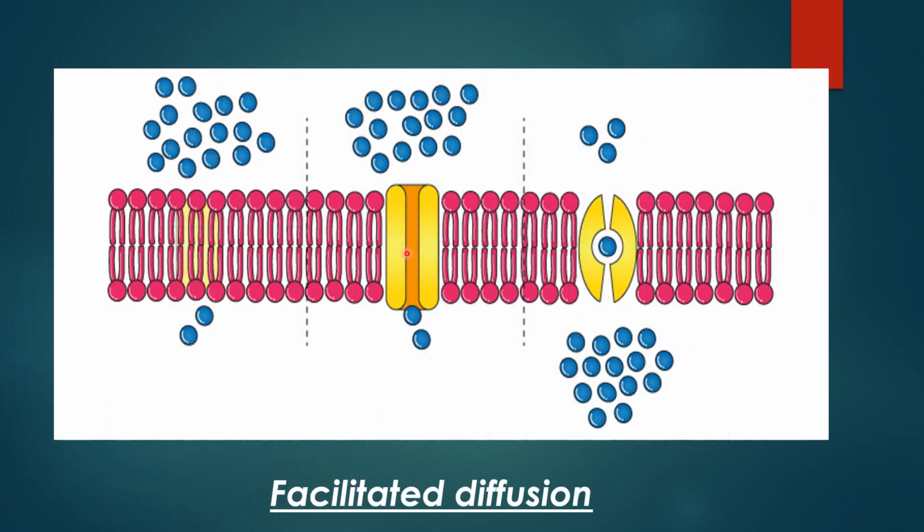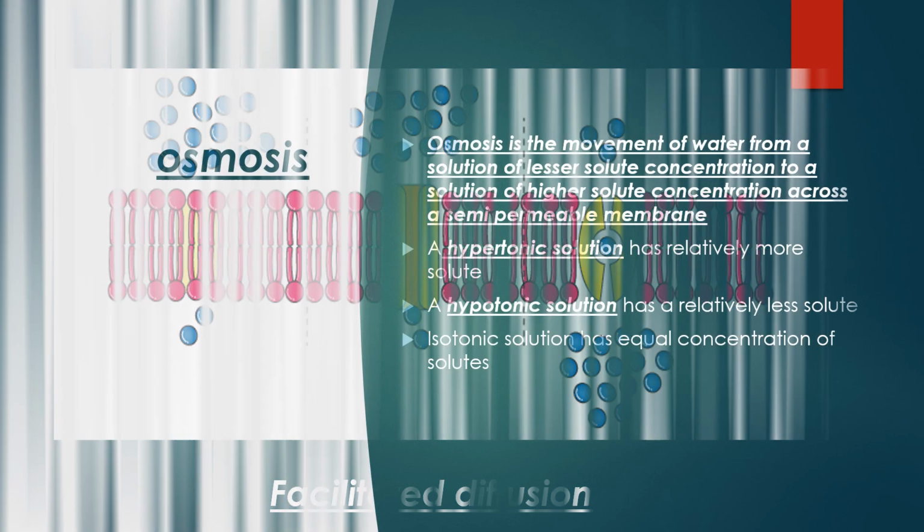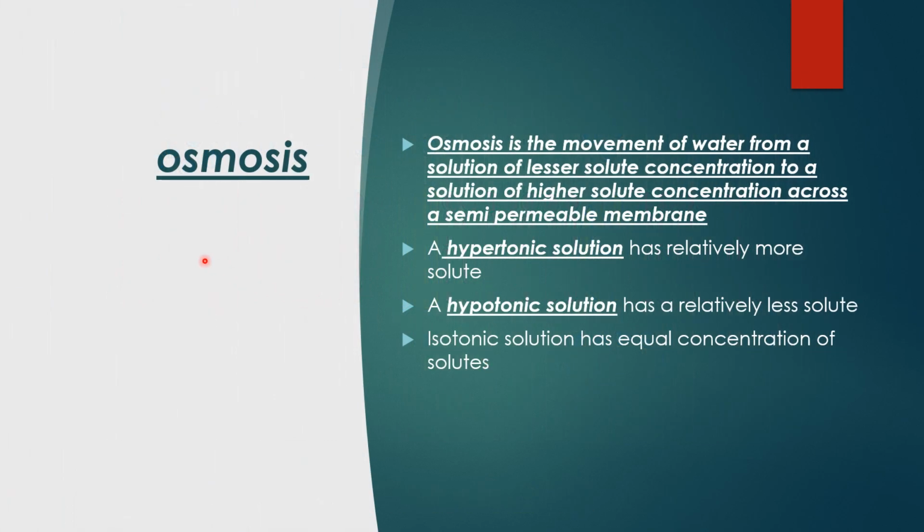In this picture, you can see that these are the transport proteins, and with the help of these proteins, molecules are moving from higher concentration to lower concentration. So this is facilitated diffusion.